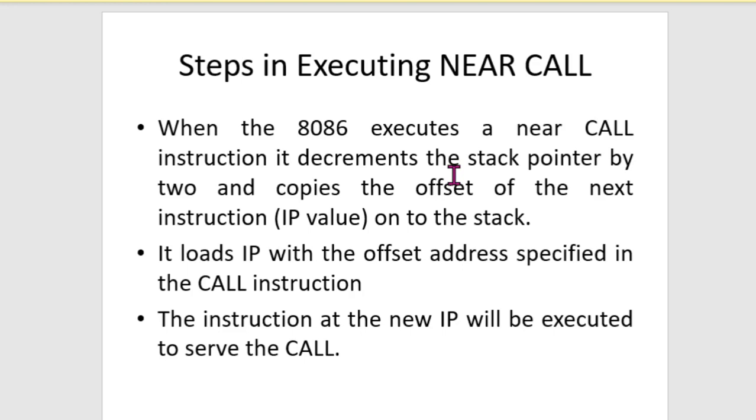When a call instruction executes, it saves a copy of the IP, that is 2 bytes. In case of a near call, only 2 bytes of the IP address are saved on the stack. And a new IP will be loaded with an offset address specified in the instruction itself. Because we are going to call some address, where you need to jump, that address will be loaded into the new IP. Now the instruction will execute from the new IP to serve the call function. Those are the steps for a near call.